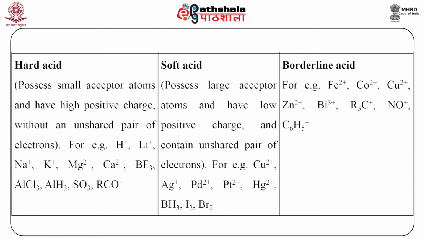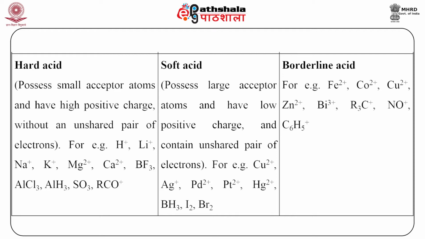Hard acids are the ones which have small acceptor atoms and have high positive charge without an unshared pair of electrons. For example, you have the hydrogen cation, the lithium cation, the sodium, potassium and magnesium cations, the calcium cation, you have trifluoroborane, aluminum chloride, aluminum hydride, and SO3 and RCO plus cations.